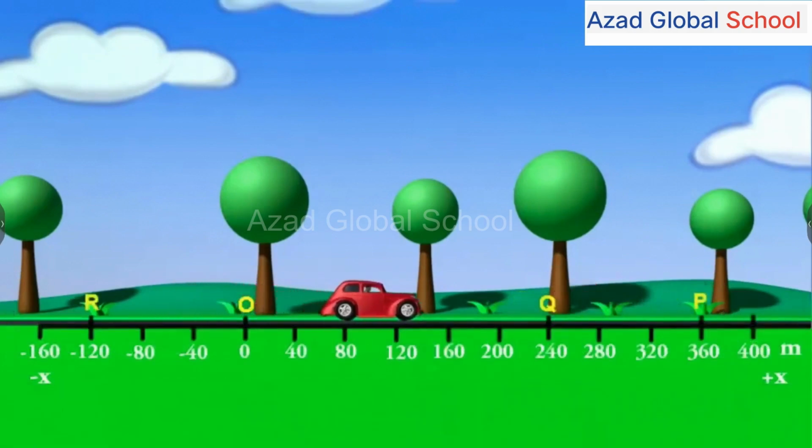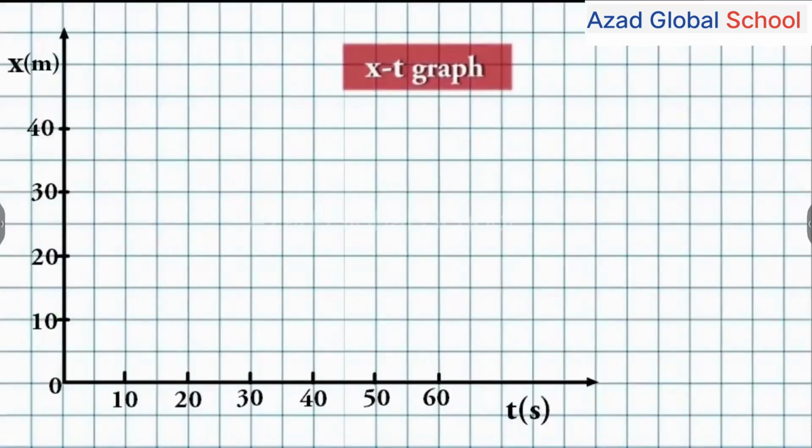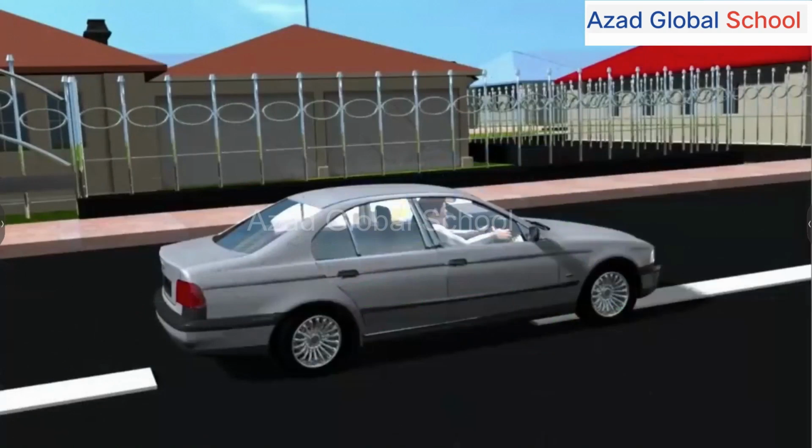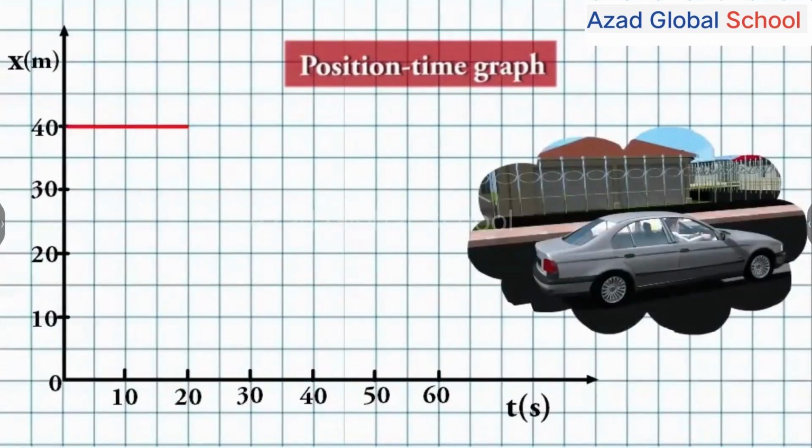Motion of an object can be represented by a position-time graph. Such a graph is a powerful tool to represent and analyze different aspects of motion of an object. For motion along a straight line, say x-axis, only x-coordinate varies with time and we have an xt graph. Let us first consider the simple case in which an object is stationary. For example, say a car standing still at x equals 40 meters. The position-time graph is a straight line parallel to the time axis.